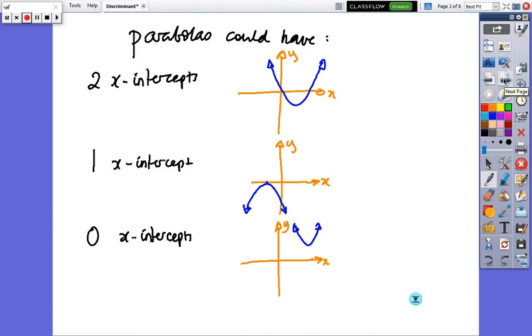Okay, so when you have parabolas, you could have two x-intercepts if they have two cuts there, or you could have one intercept if it just has one cut, or you could have no intercepts if it doesn't go there, or it could be upside down that way. That could be like that, that could be like that. So you can have two, you can have one, or you can have none. Okay, so copy that and come across.